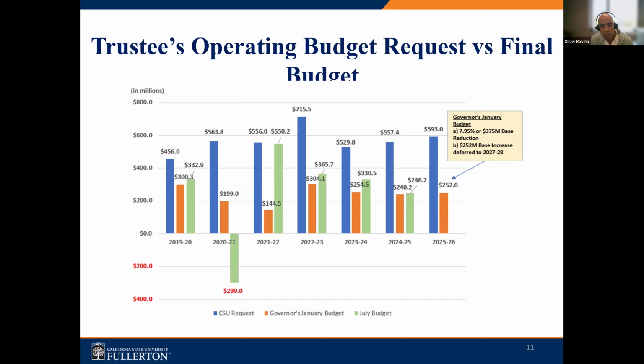As you can see, typically the CSU normally doesn't get what it requests in the fall. In the case of some years, there was in fact a budget reduction instead of budget augmentation. For the coming fiscal year 2025-26, the governor has indicated that the California State University should plan for a 7.95% or $375 million base reduction.